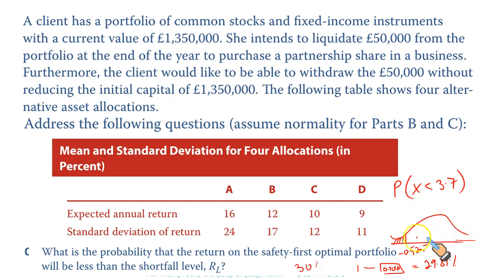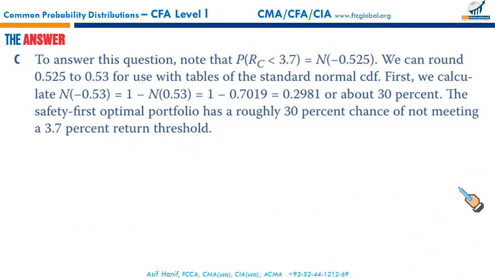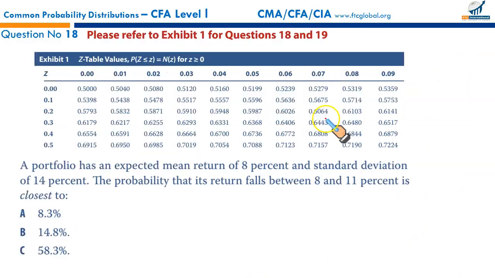There are two ways. Either you do 1 minus the value you find in the z table, or there is also a separate table given for negative values. If you use that table directly, you will get this percentage directly. Whichever option you want to use, fine. So as per this number, there is roughly a 30% chance of not meeting the minimum return threshold of 3.7, right? And that's given right here. Next, questions like these are good where the table is already given, so we can just see the numbers right there.